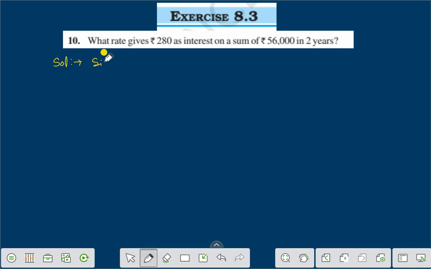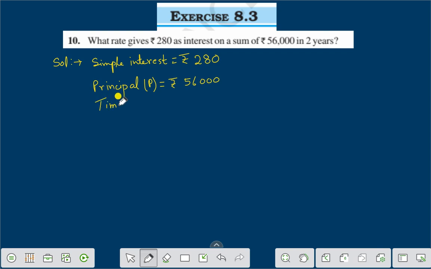Simple interest is equal to rupees 280. Principal P is equal to rupees 56,000. Time T is equal to 2 years.